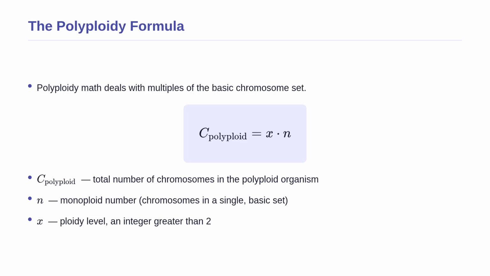Conceptually, this formula shows that we are just multiplying the entire basic genetic code. When the value of X increases, the total amount of DNA in the cell increases proportionally. In plants, this massive increase in genetic material often leads to larger cell sizes and, consequently, larger physical traits.